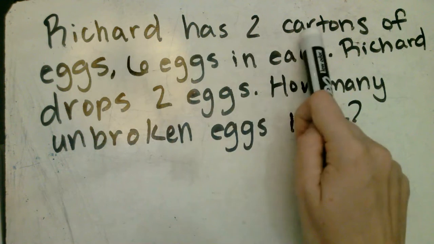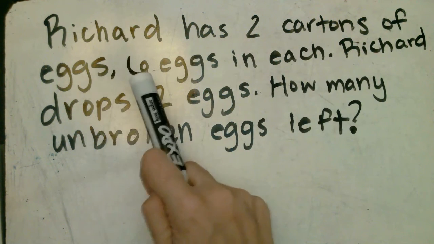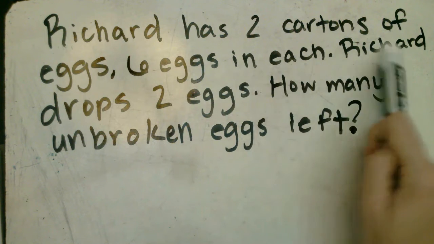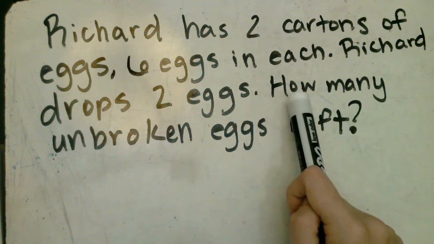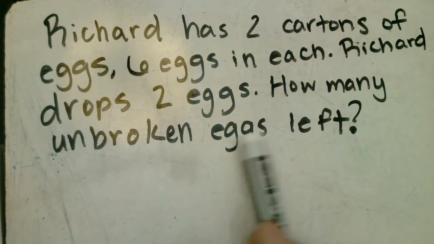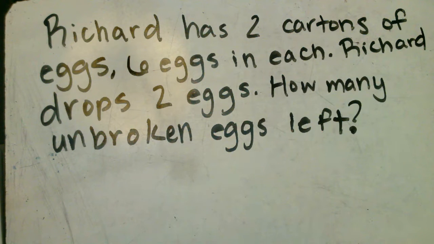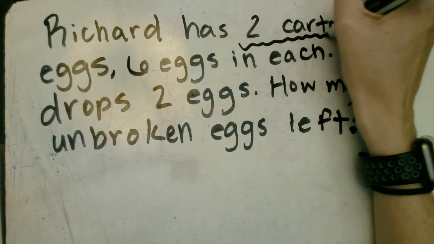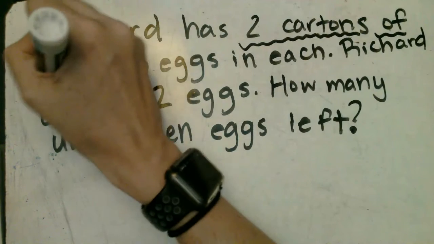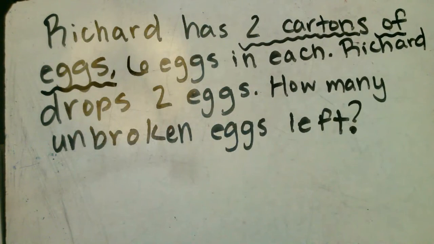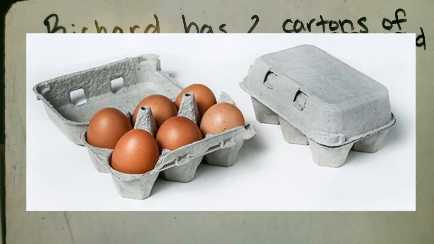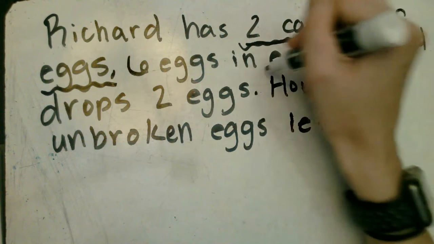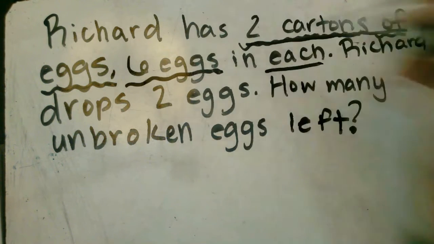Richard has 2 cartons of eggs, 6 eggs in each. Richard drops 2 eggs. How many unbroken eggs are left? For this problem, we are going to be paying attention to Richard and his 2 cartons of eggs. If you're not sure what a carton of eggs is, here's a picture to show you. In each of his cartons of eggs, he has 6 eggs.